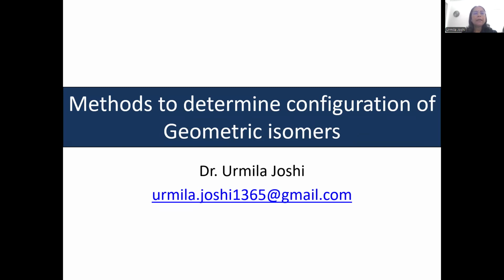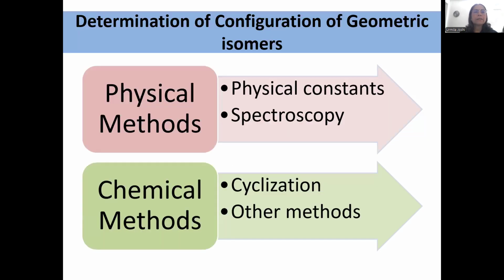So let us try to understand the methods to determine configuration of geometric isomers. Geometric isomers, as you know, simply exist either as E and Z in the nomenclature of IUPAC terms, or in simpler terms, cis and trans isomers. But given a compound, how do you decide whether it is a cis isomer or a trans isomer, or for that matter, E or Z? Let us try to understand the methods.